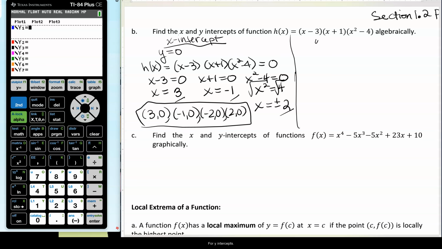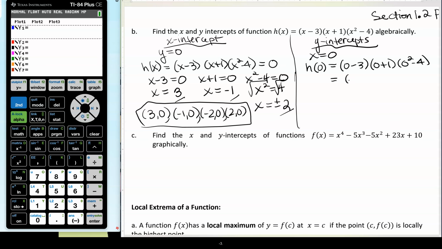For y-intercepts, when you have nice functions like this, it's very quick to find a y-intercept, x equals 0. So that means that we're going to plug a 0 in for x throughout this entire function. And we're going to end up with -3 times 1 times -4, which works out to 12. So the y-intercept is at x equals 0, y equals 12.